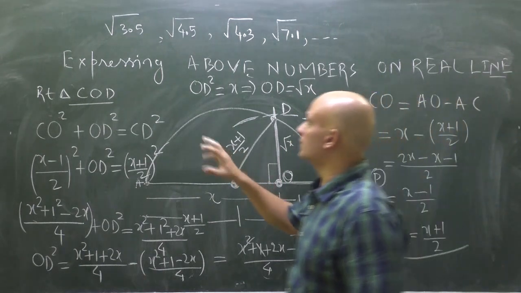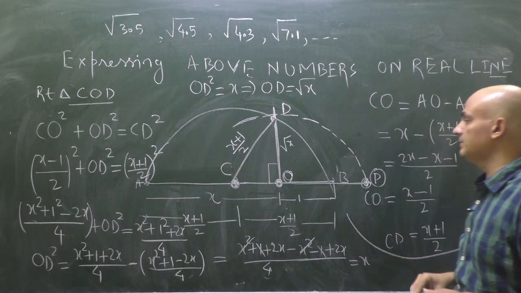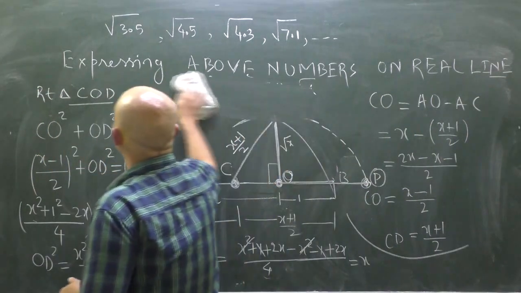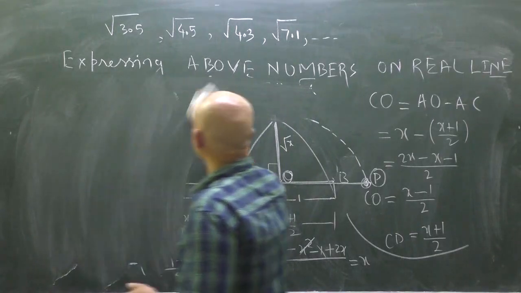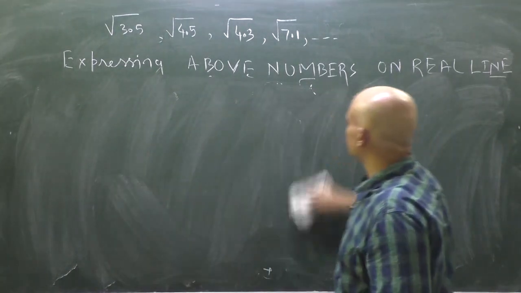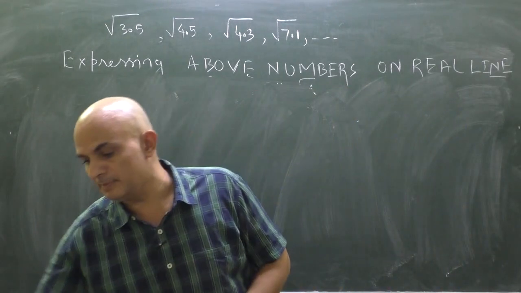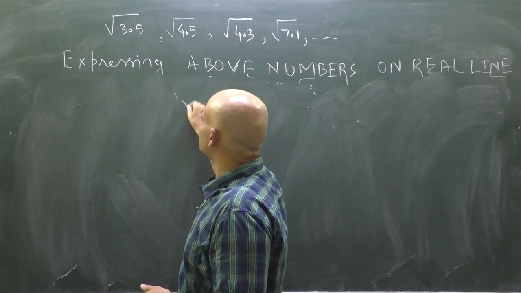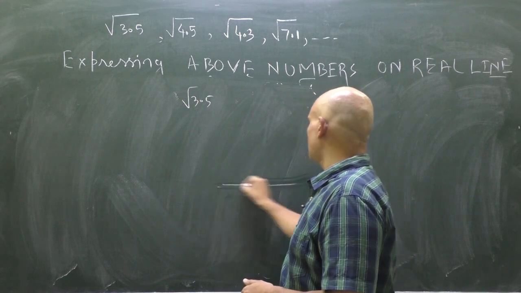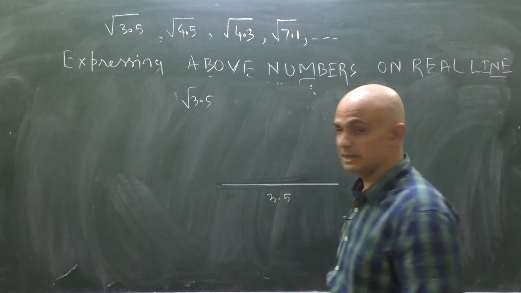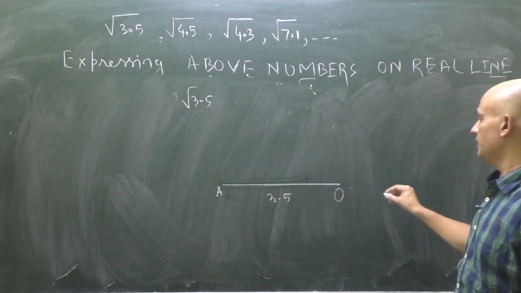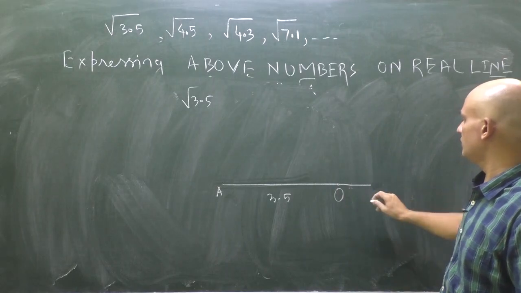And if we wish to draw root 3.5, let's apply the same procedure again. Let's understand how to locate the square root of 3.5 on a real line. Draw a line of length 3.5, and let this line segment be AO. Extend it one more centimeter.